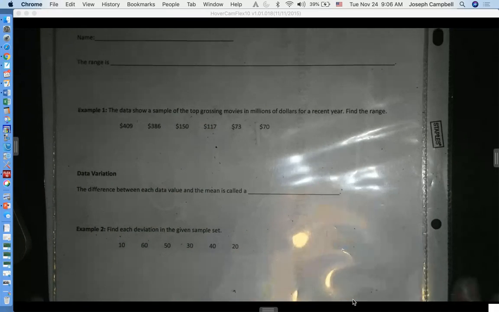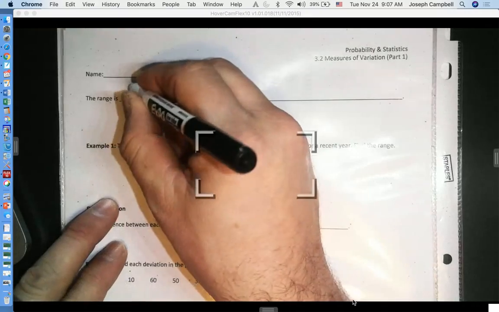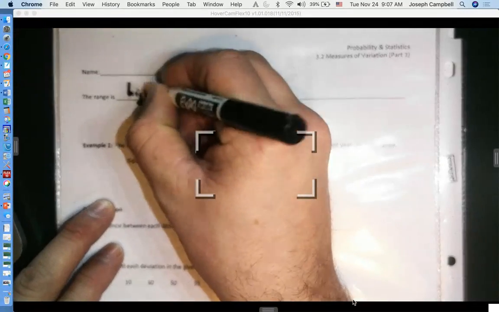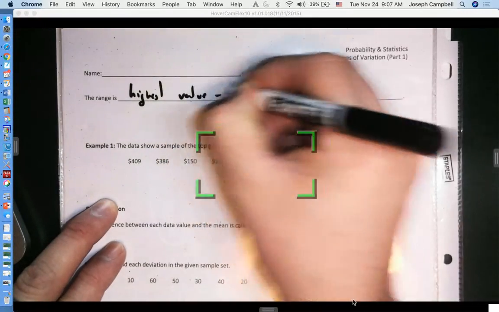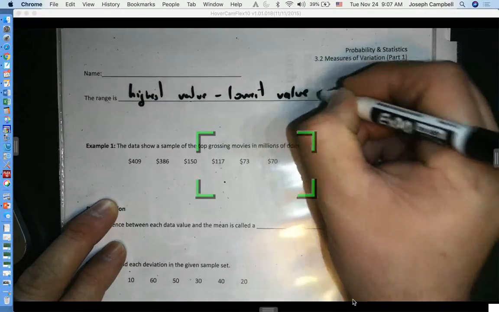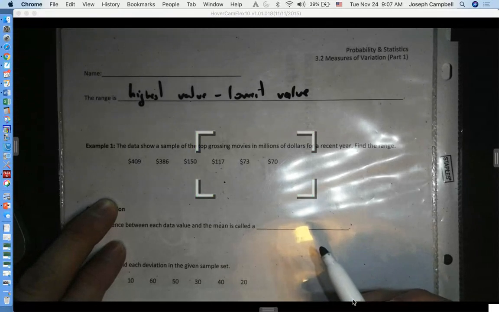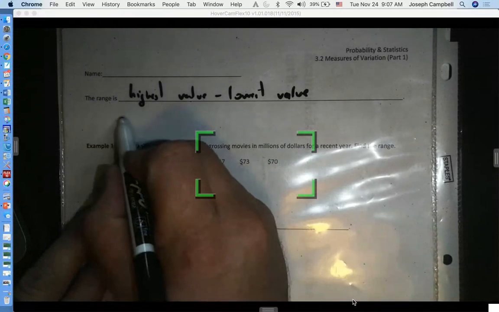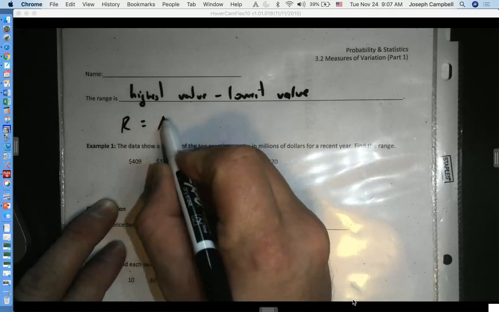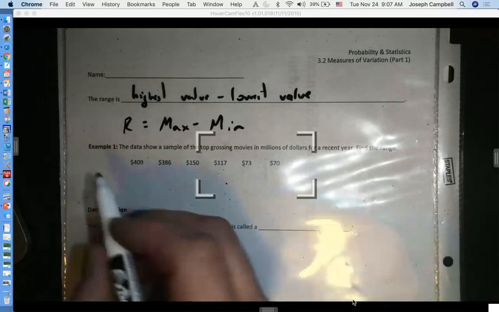Okay, the easiest measure of variation that we probably are already familiar with is called range. Okay, that's very, very easy. That's the highest value minus the lowest value. Okay, so range is equal to max minus the min. So let's do that real quick.